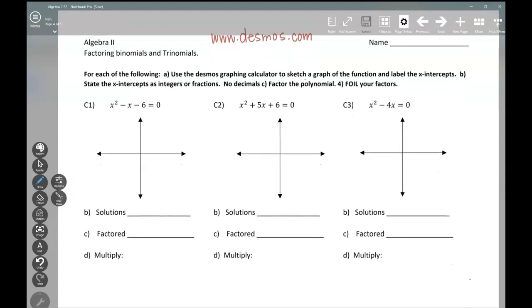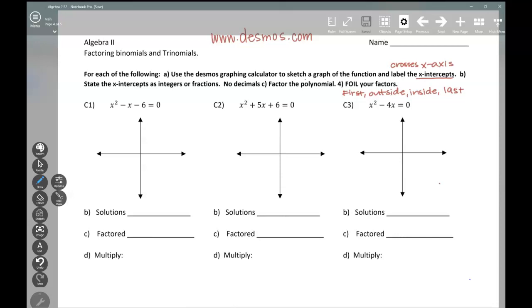For each of the following, use the Desmos graphing calculator to sketch a graph of the function and label the x-intercepts. Just a reminder, the x-intercepts are where a graph crosses the x-axis. Then state the x-intercepts as integers or fractions, no decimals, and then factor the polynomial. FOIL represents first, outside, inside, and then last.